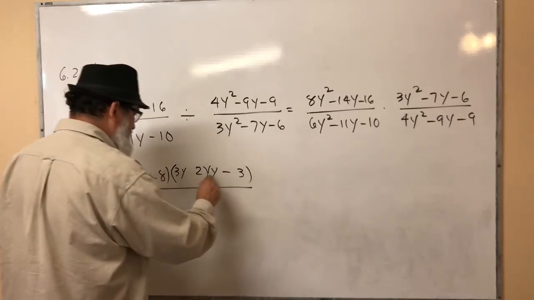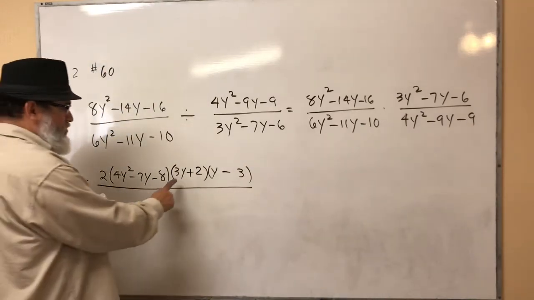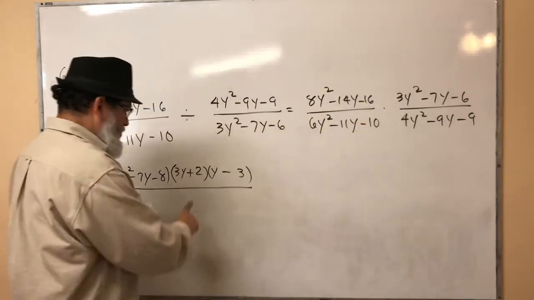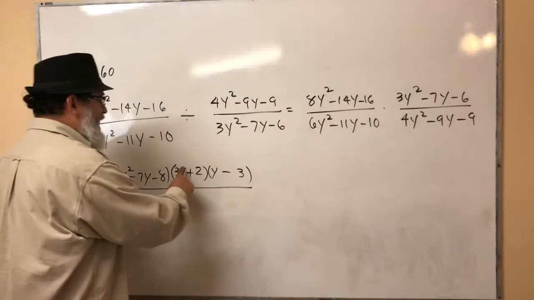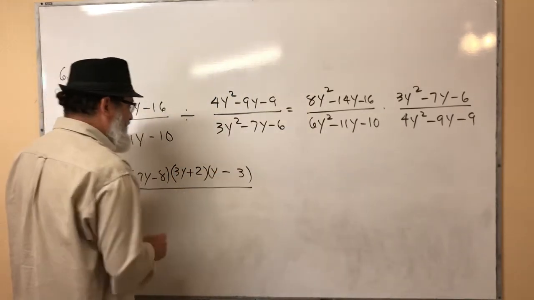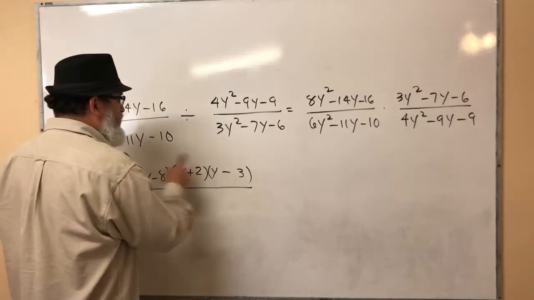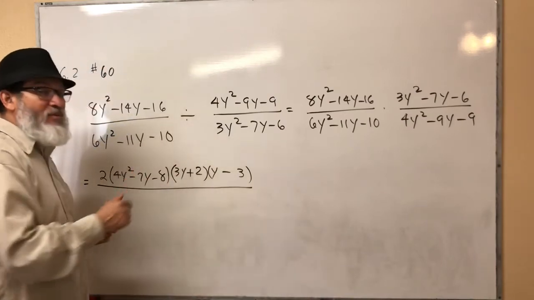Make this a minus and a plus, and let's check. We're gonna check now. 3y times y is 3y squared, got it. Positive 2 times negative 3 is negative 6, got it. Outer is negative 9y. Inner is positive 2y. What's negative 9y plus 2y? Negative 7y. It works.